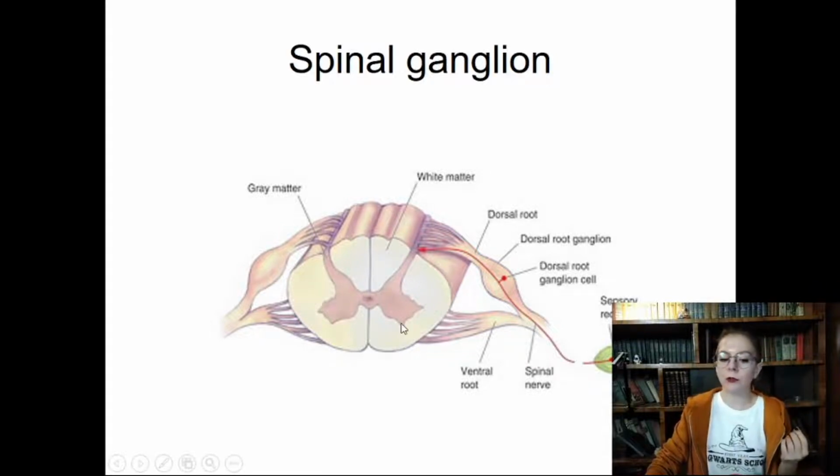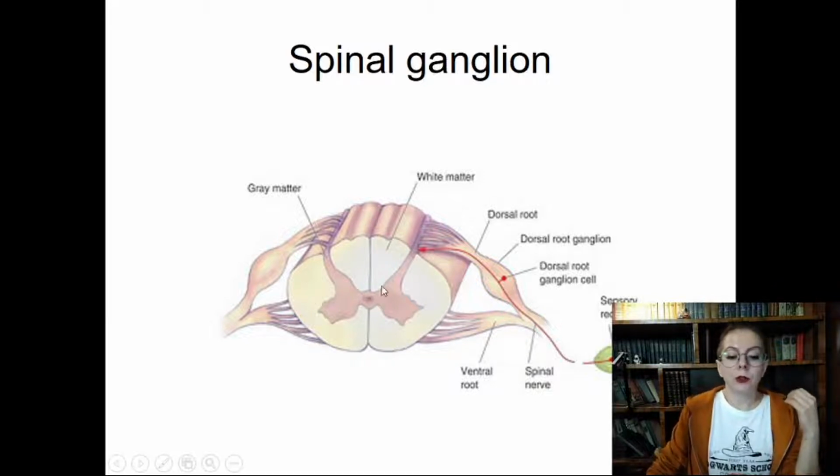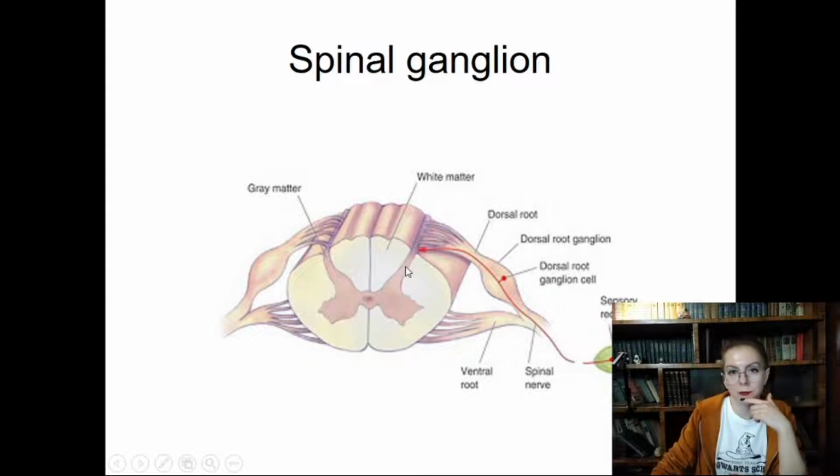So please do not confuse the horn and the root, because the horn is inside, this is the part of gray matter, and the root is the part of white matter, and it is outside. Dorsal horns and roots are sensory. Ventral horns and roots are motor. And as spinal ganglia are located inside the dorsal root, they are sensory, and they are used to deliver the information to the nervous system.